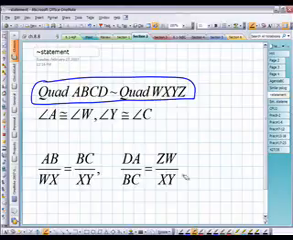Here's one more example. DA, so first and fourth, over BC. So now, instead of left to right, I'm doing left, right. You can do that too. So first and fourth over second and third equals first and fourth over second and third. This one would be okay too, because the corresponding pieces match up when you look at the similarity statement.